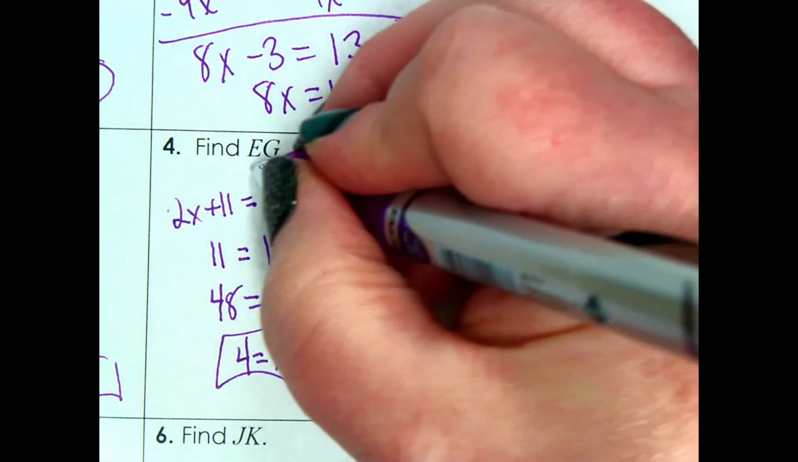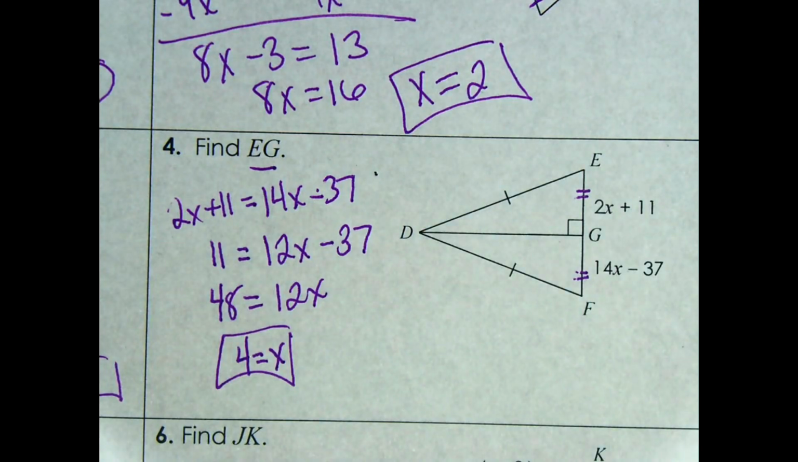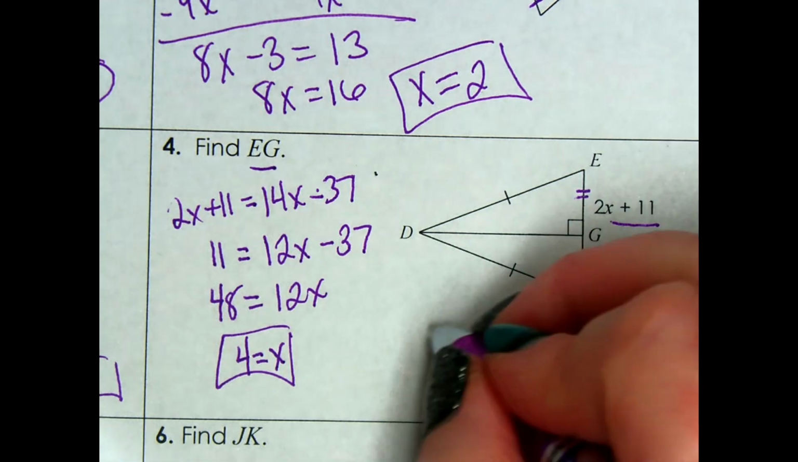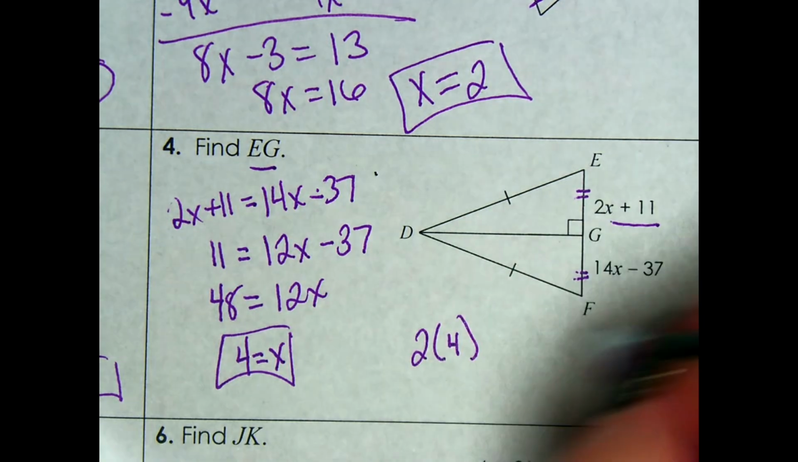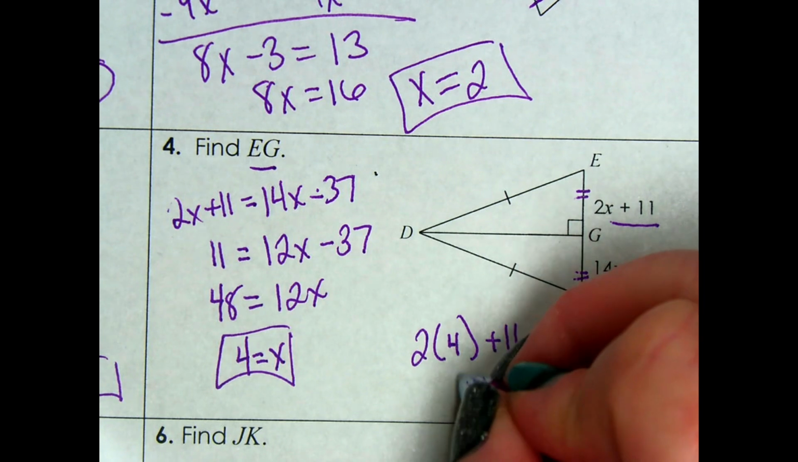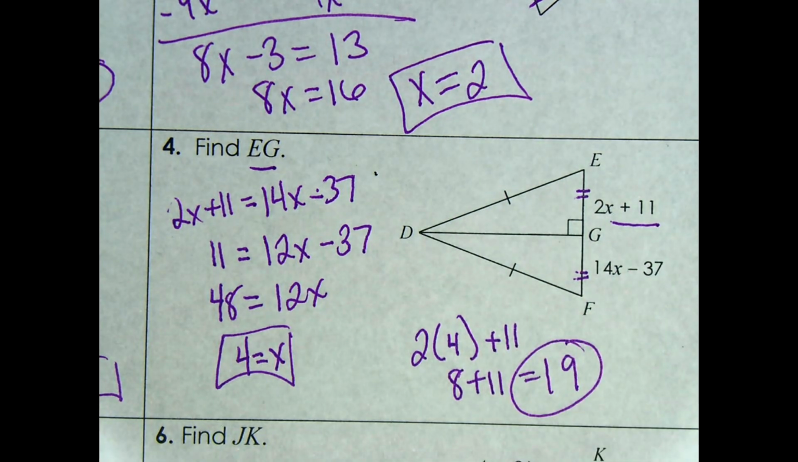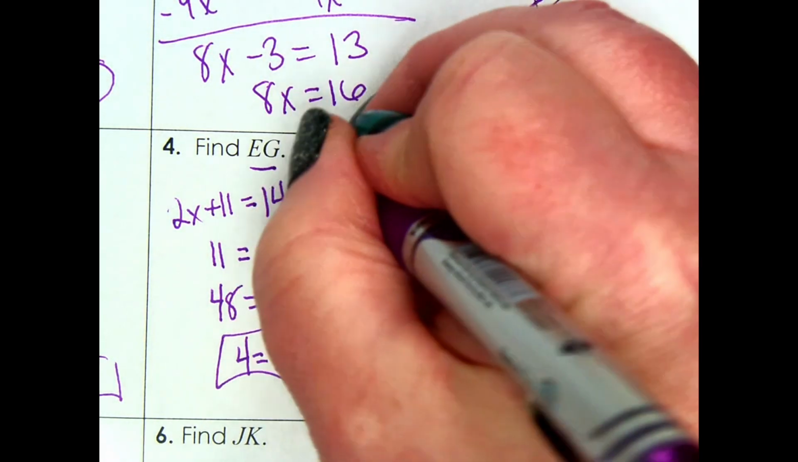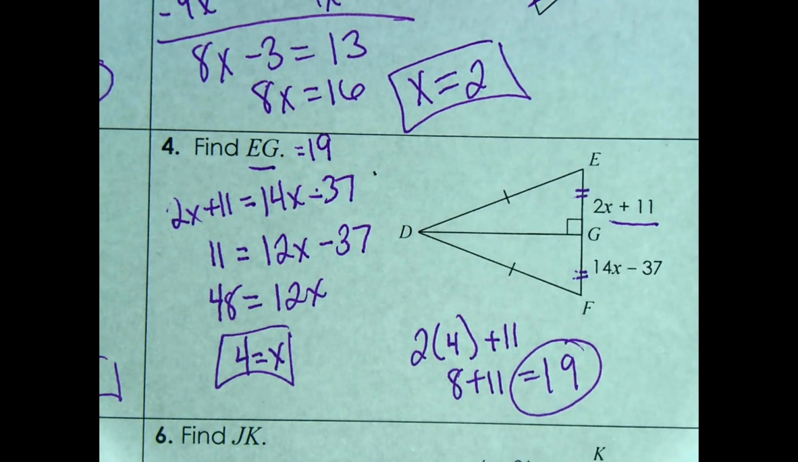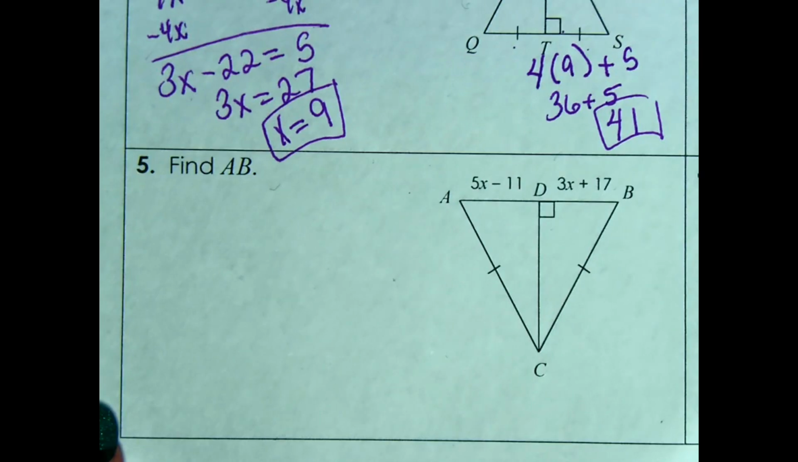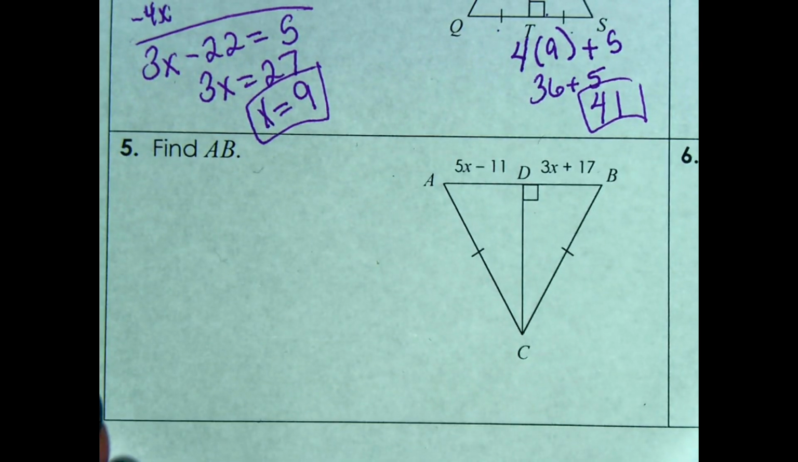But again, it's asking me for EG. So I substitute. And 8 plus 11 is 19. So EG is 19. Please solve question 5. So in order to find AB, this is exactly like example 4.